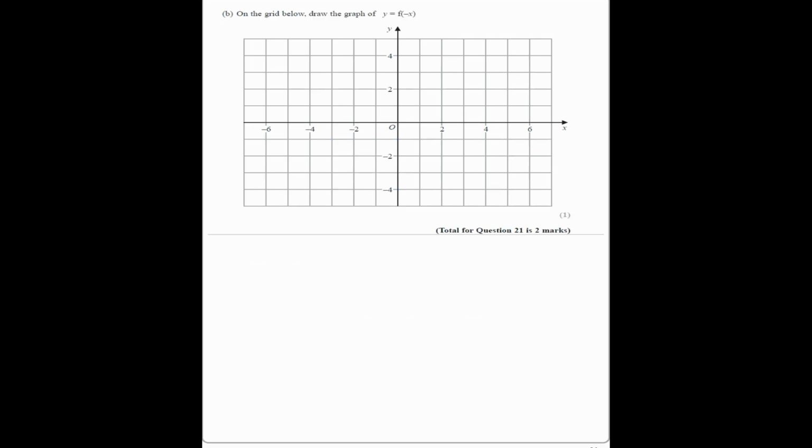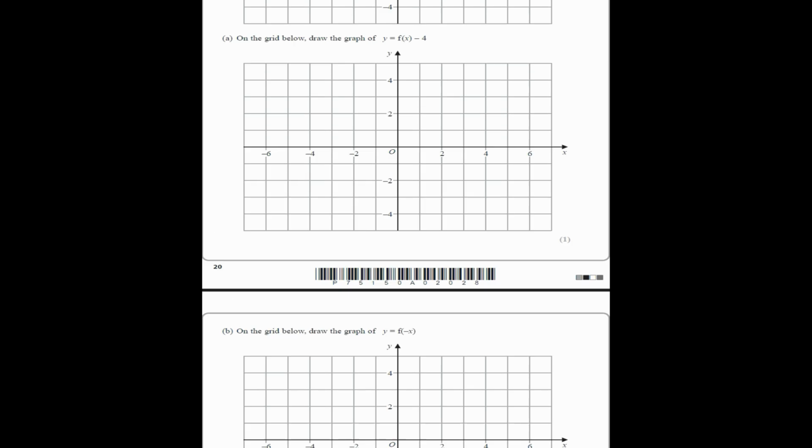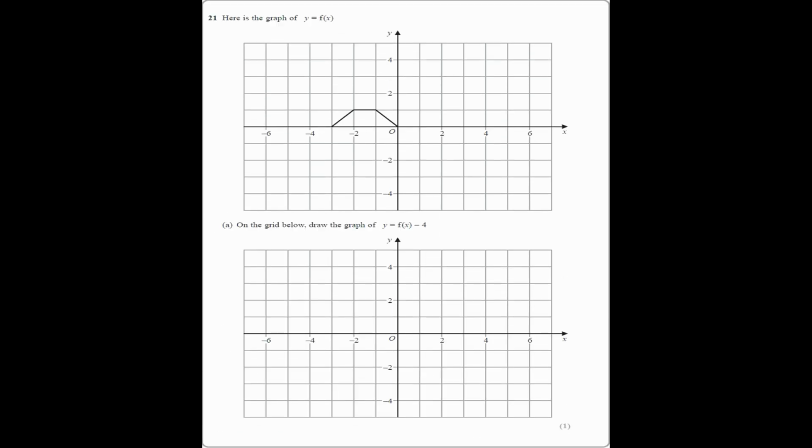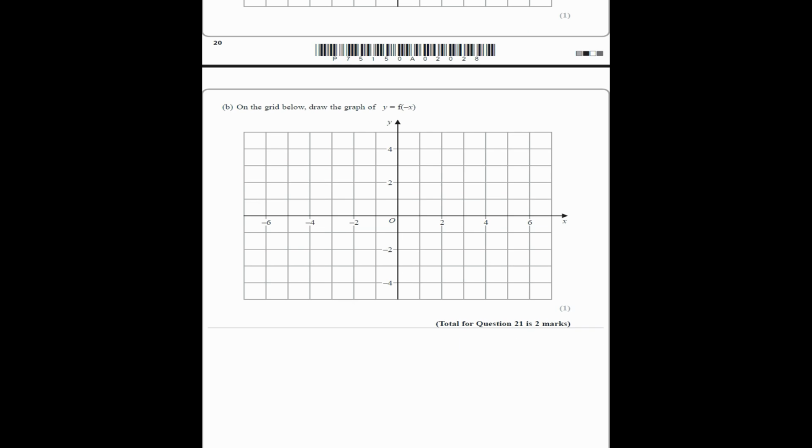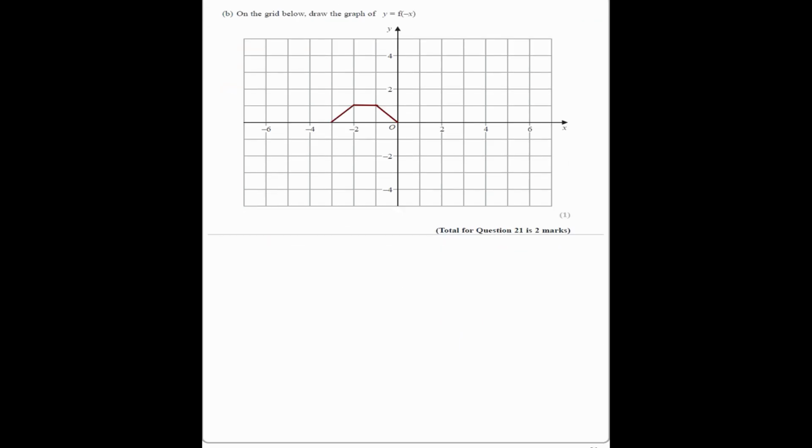In part B, on the grid below, draw the graph of y equal to f of minus x. So first we have to draw the graph given in the question. It's given there. So let's draw the same graph to do the question. Now we have to draw the reflection of it. I'm using the blue color to solve it. Here, the first coordinate must be there.